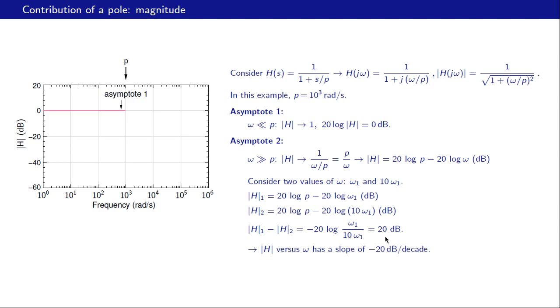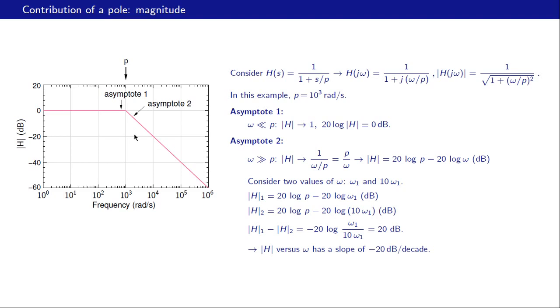In other words, if the frequencies are apart by 1 decade, omega 1 and 10 times omega 1, then h is going to be different by 20 dB. This is the same as saying that h versus omega has a slope of minus 20 dB per decade. This decade refers to this factor of 10 here in omega, and this 20 dB refers to this difference of 20 dB in h. So the slope that we are going to observe for this straight line is going to be minus 20 dB per decade.